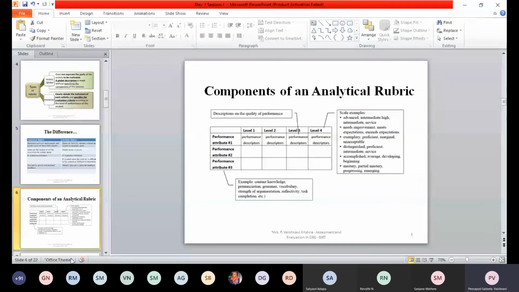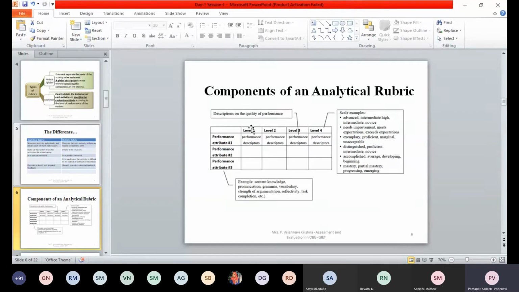Next is the components of analytical rubric. This is very, very important. Mind you, all of you will be having an assignment wherein you are going to frame the rubrics. I am now going to explain the rubrics, and in the activity session, you'll frame a rubric and explain it to me. Fine. And components of analytical rubric. So this is how you frame it.